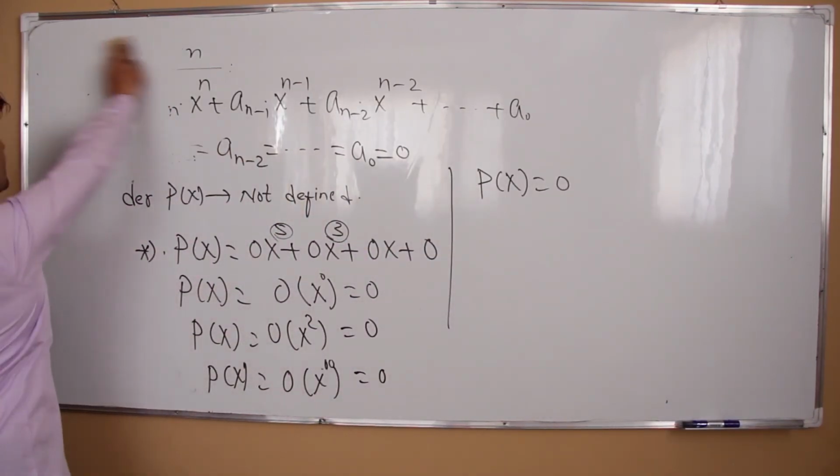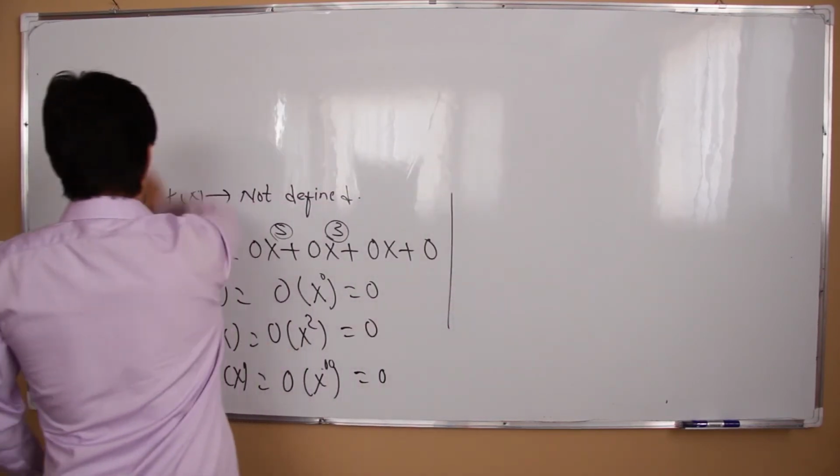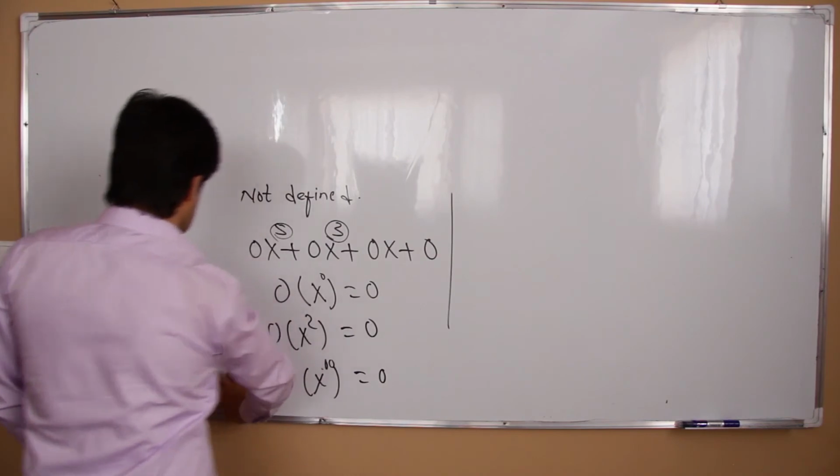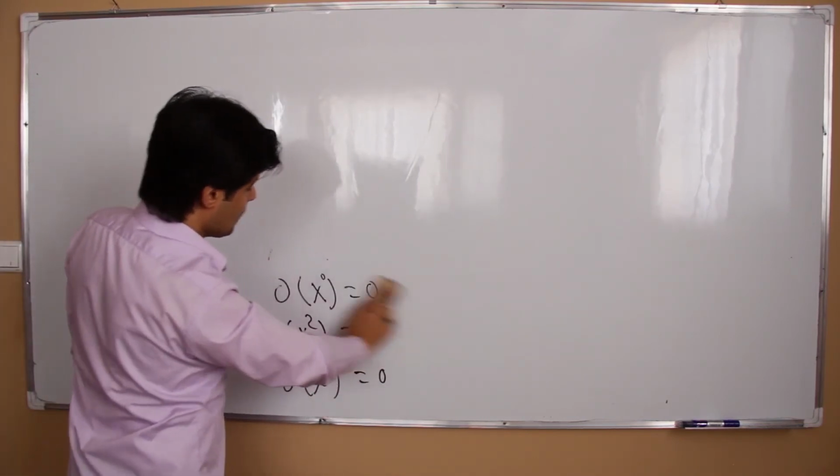Now come to the zeros of a polynomial. When I say, how many zeros do we have in this polynomial? What does it mean?